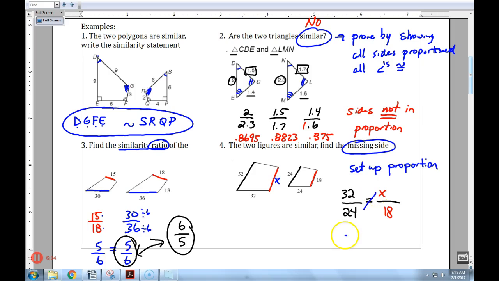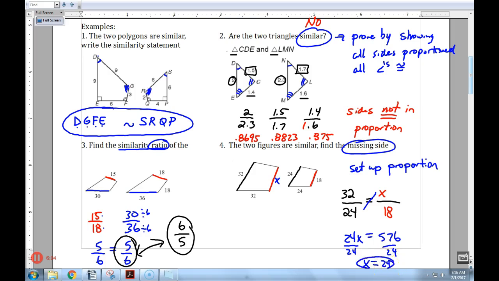So I cross multiply, I get 24x equals, and 32 times 18 is 576. And divide both sides by 24. And I get x equals 576 divided by 24. Comes out to be 24.